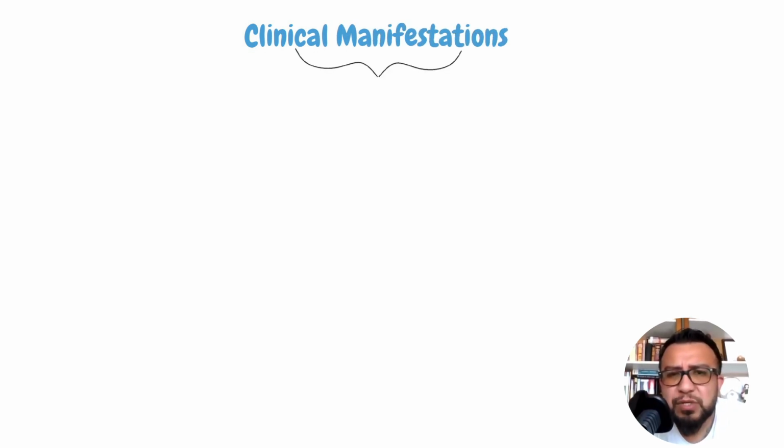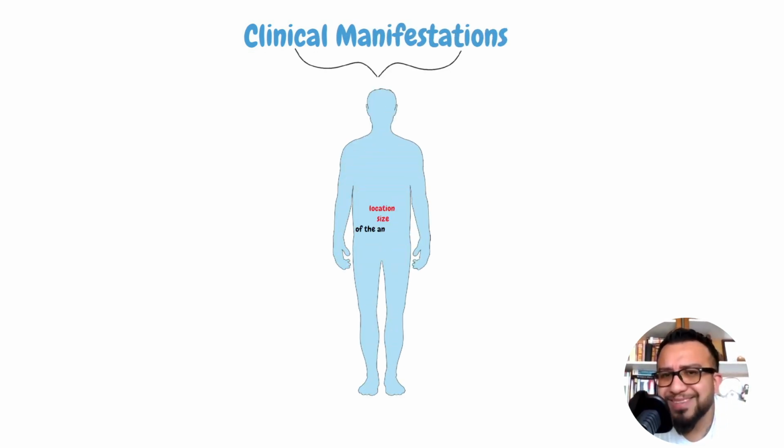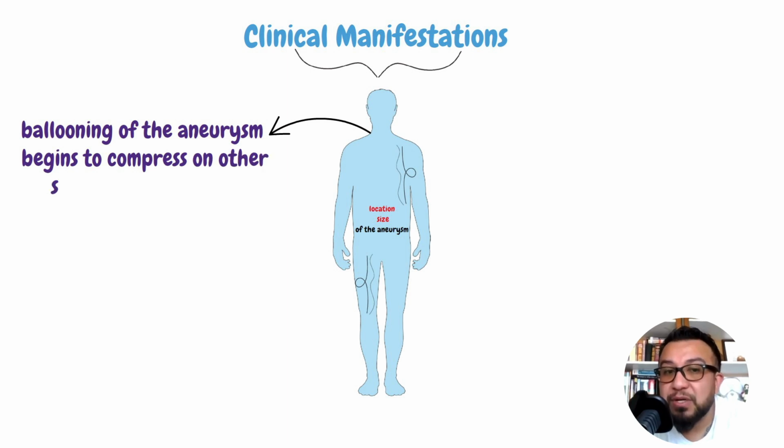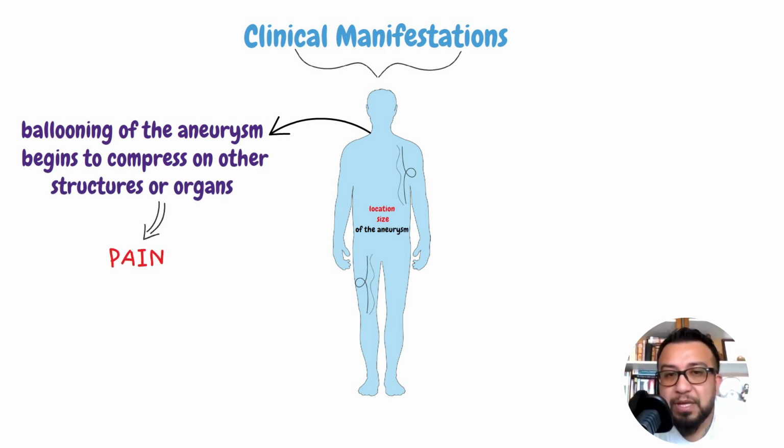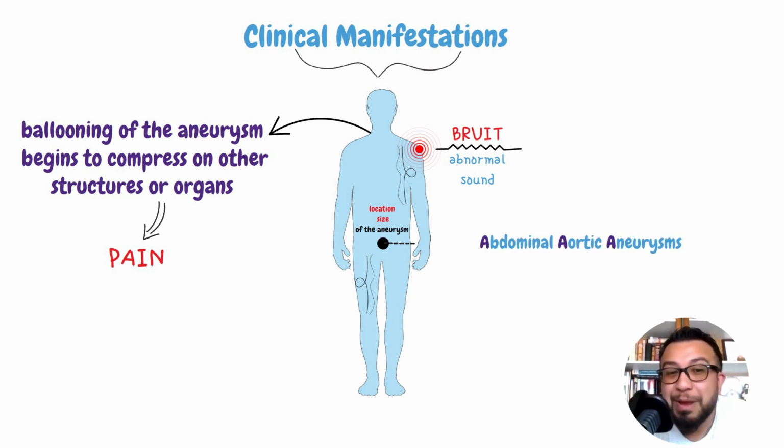So some clinical manifestations. Initially, it depends on the location and the size of the aneurysm, but there may be no clinical manifestations until the ballooning of the aneurysm begins to compress on other structures or organs. So usually it's about pain. Typically, when there are symptoms, the patient will manifest a bruit over the area where the aneurysm is found. For AAAs, the patient will feel a pulsating mass in the abdomen accompanied by back or flank pain.